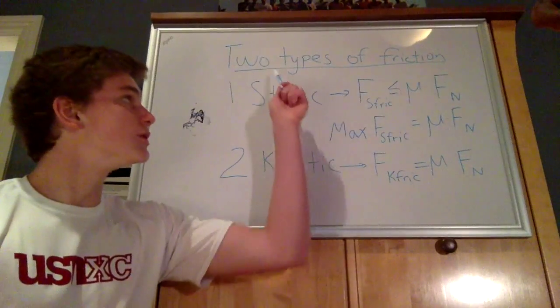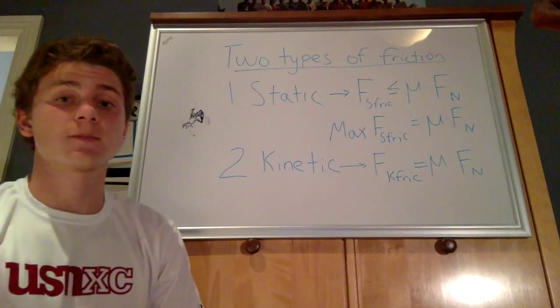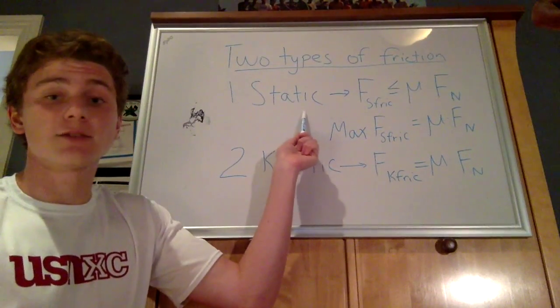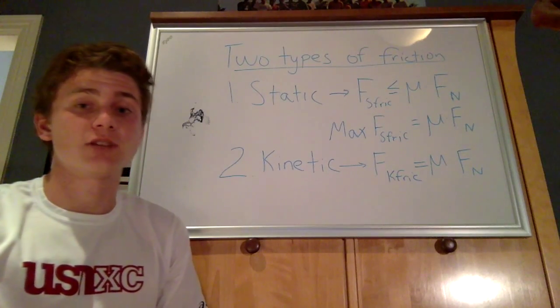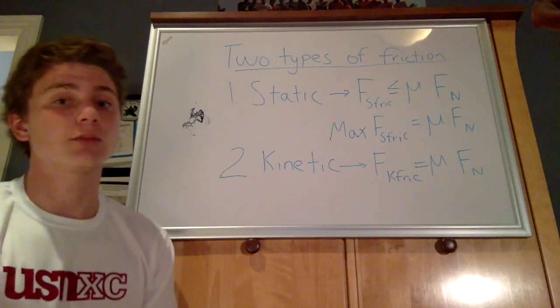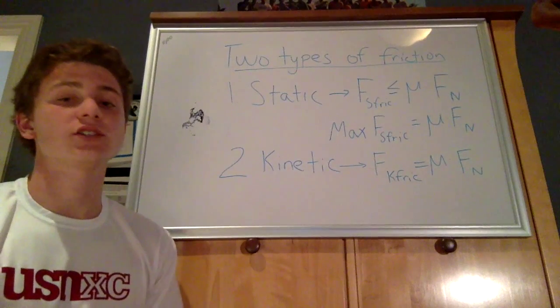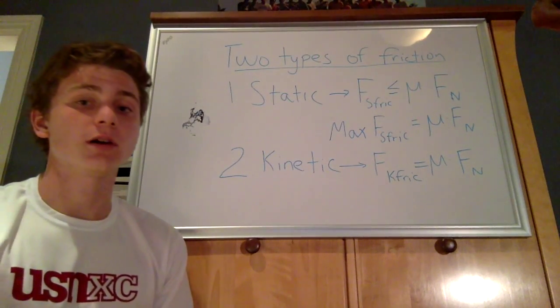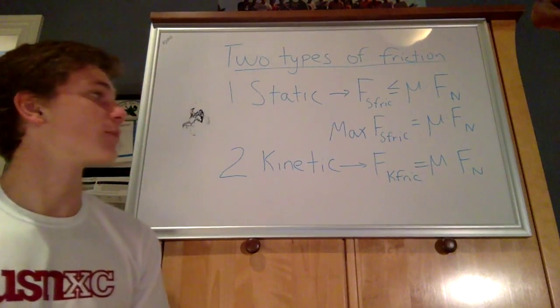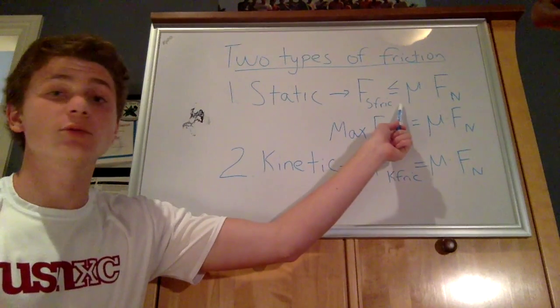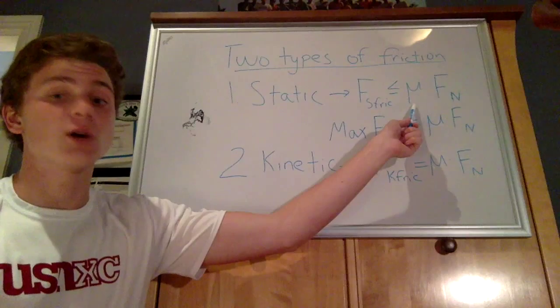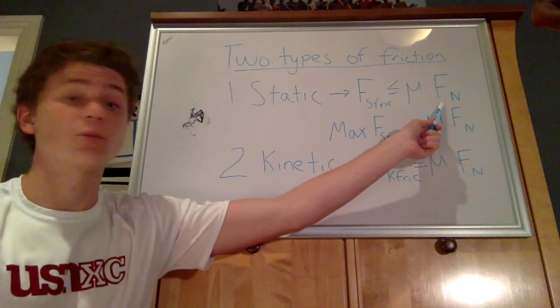There are two types of friction forces that exist. The first is the static friction force. The static friction force exists when an object is static or not in motion. And there are two key relationships that you should remember when dealing with static friction. The first is that the static friction force is less than or equal to mu, which is the coefficient of friction, times the normal force on the object.